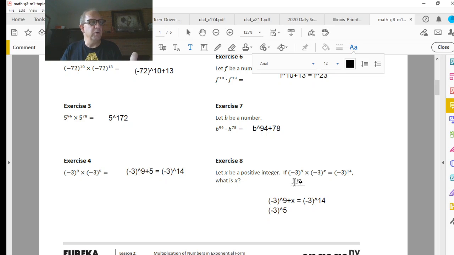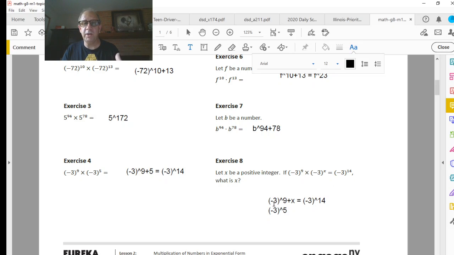This one is really interesting. So x is just a positive number. So if I have negative 3 to the 9th power times negative 3 to the x power, and those equal negative 3 to the 14th power, how do I get that?